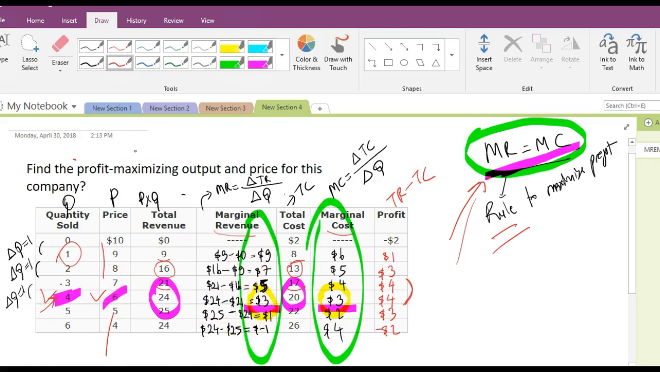So to answer this question, we say that the company should produce 4 units and charge a price of $6 per unit.